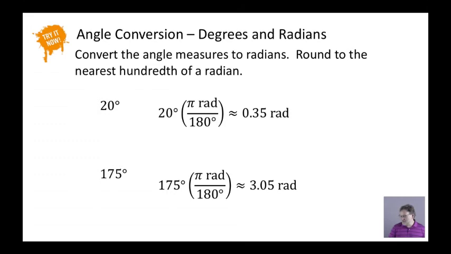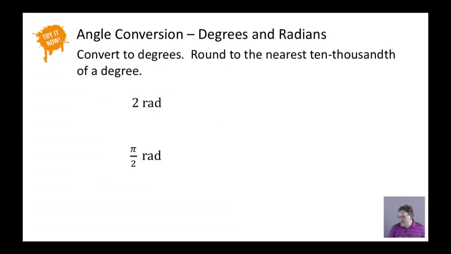Let's also go in the other direction here. Let's convert 2 radians and pi over 2 radians to degrees. And we'll round in this case to the nearest 1/10th of a degree. So think about how many decimal places that is. Take some time for this.